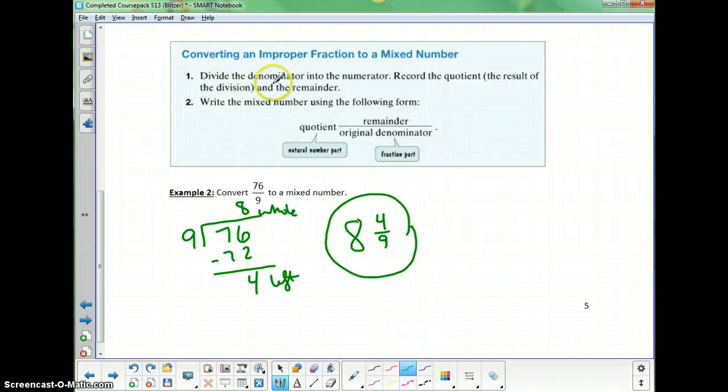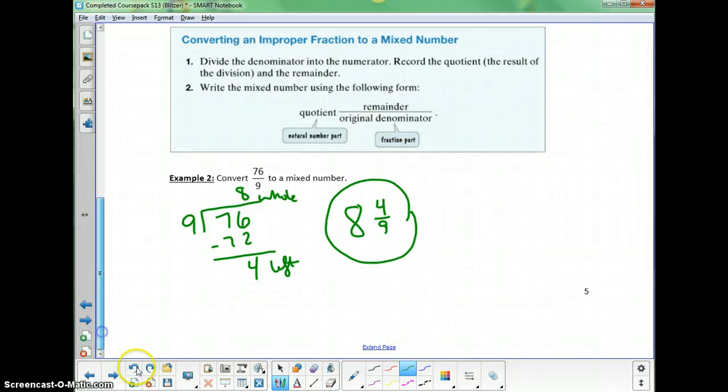So I divide the denominator into the numerator, record the quotient, that's the result of the division, as the whole number, and the remainder. The remainder is the numerator of the new fraction. So my quotient, my remainder, 8 whole times went in, 4 left over, so 8 and 4 ninths. It's still ninths, it was always ninths. The denominator will not change.